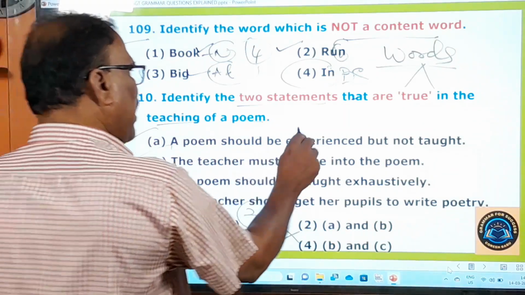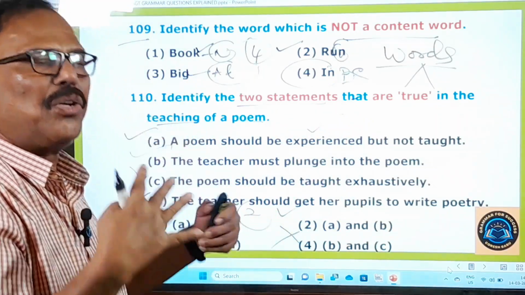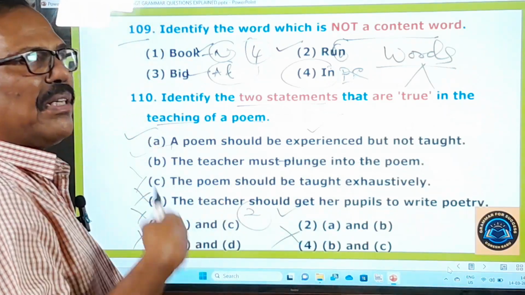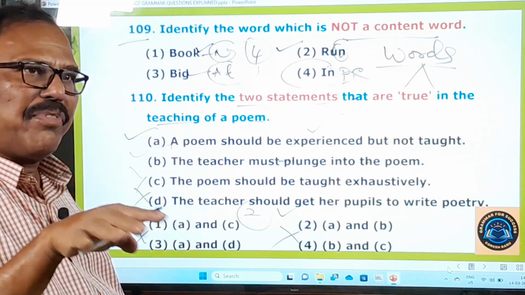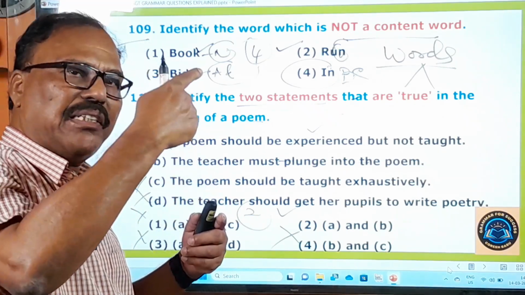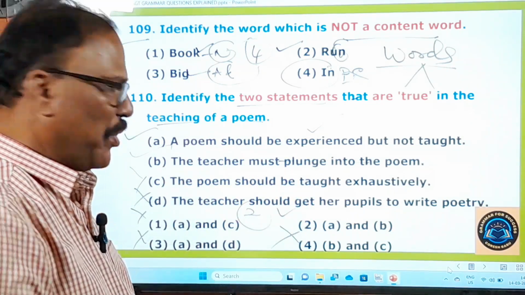A poem should be experienced but not taught. You have to read it and you have to experience it. You have to enjoy it, right? And the teacher must plunge into the poem. Whenever the teacher is to teach that poem, the teacher has to plunge into the depth of that poem, or into the mind of that poet, and teach that poem. So that is the way of teaching a poem, right?